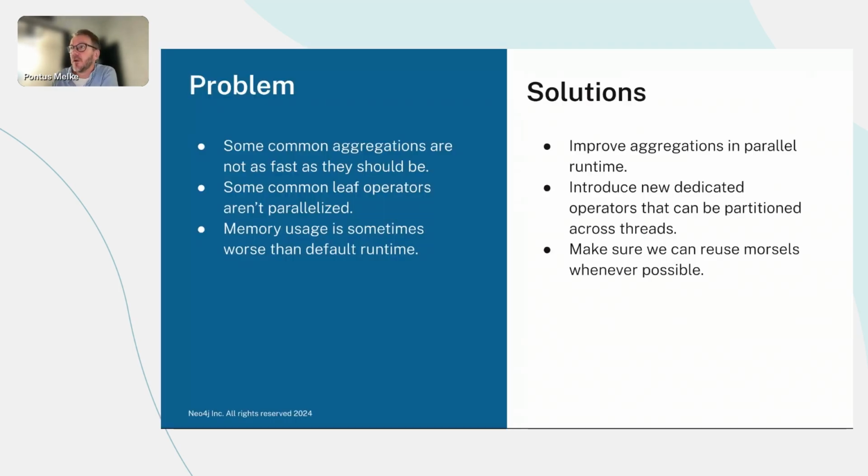We had a couple of other smaller problems. We noticed that some common aggregations are not as fast as they should be. We also saw some common leaf operators aren't parallelized as they should be. And sometimes we saw that memory usage is not as good as we think it should be. And we could solve this: we have improved some of the aggregations in the parallel runtime. We will see a slide on that soon.